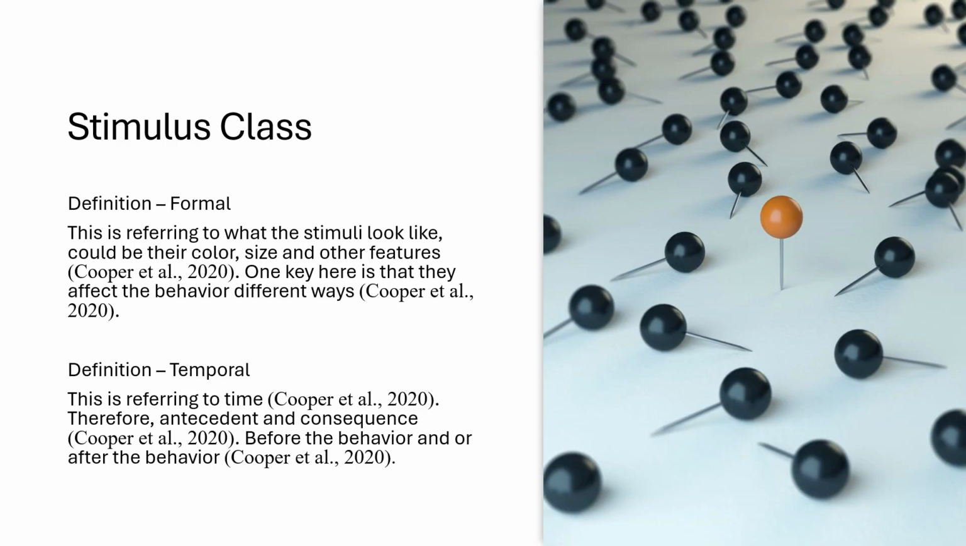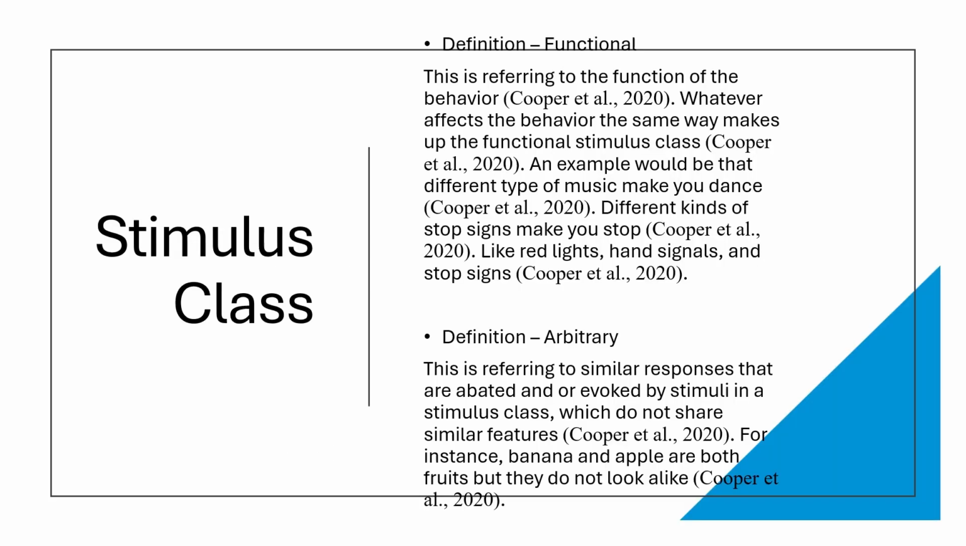Stimulus class definition: formal. This is referring to what the stimuli look like. Could be their color, size, and other features. One key here is that they affect the behavior different ways. Definition: temporal. This is referring to time. Therefore, antecedent and consequence, before the behavior and or after the behavior.